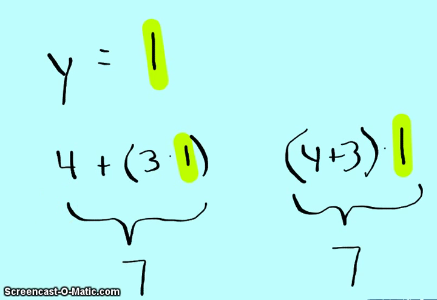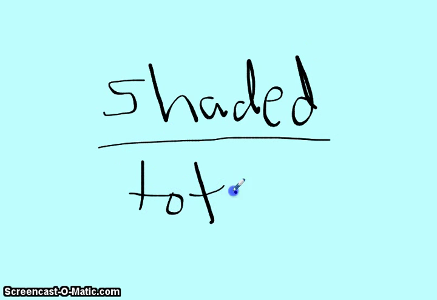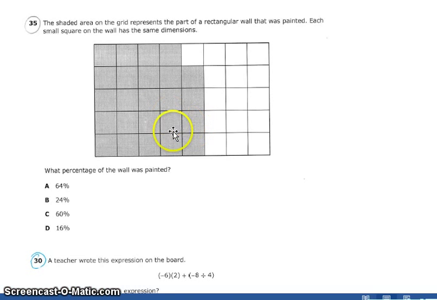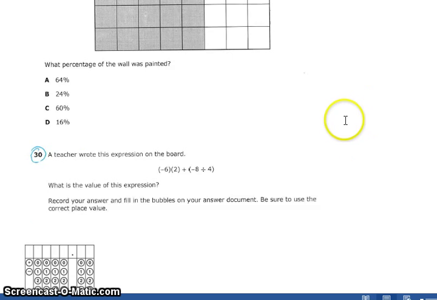Right? What you want to do here is set up a problem that gives you the number of shaded squares over the number of total squares, meaning shaded and unshaded. Okay? You want to convert this into a percent once you have these numbers put in place. And then match your answer choices with your answer on the calculator.